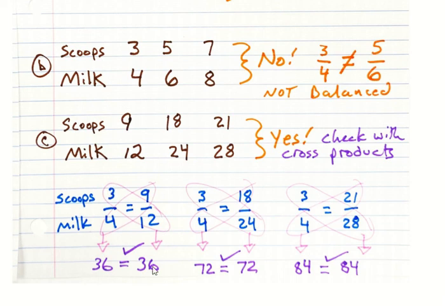And you can just check to see if 2 ratios are in balance by cross multiplying on both sides of the equal sign. So 4 times 9, 36. 12 times 3, 36. And yeah, if we're looking for a balance of 3 scoops of chocolate to 4 ounces of milk, that is in balance. 9 to 12 is in balance with 3 to 4. How about the next one? 18 to 24, 3 to 4, yep, 72, 72, and 84 to 84. So we are good to go.